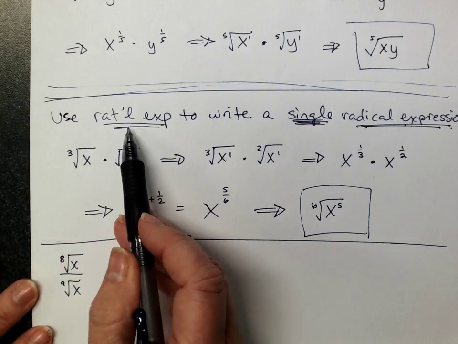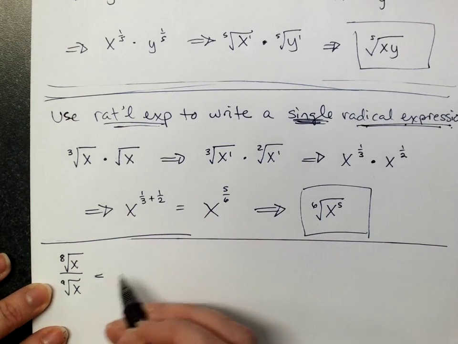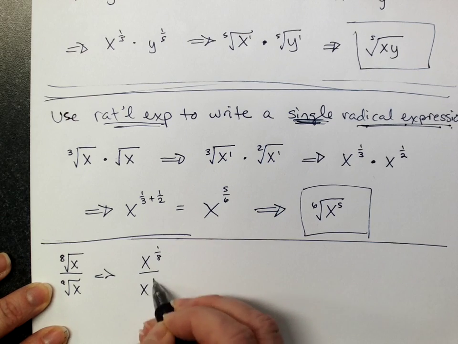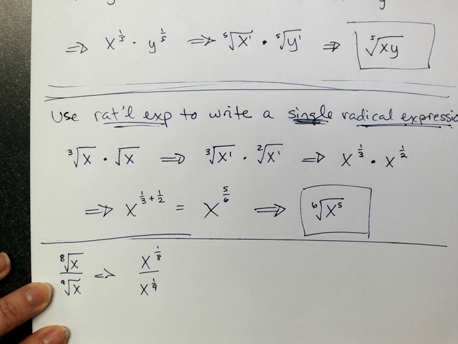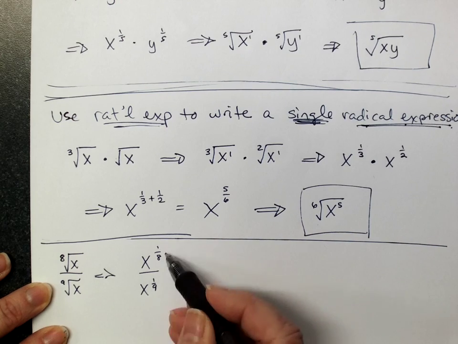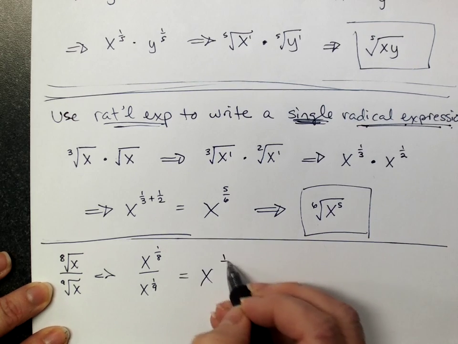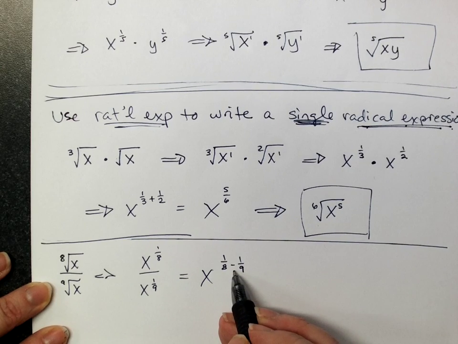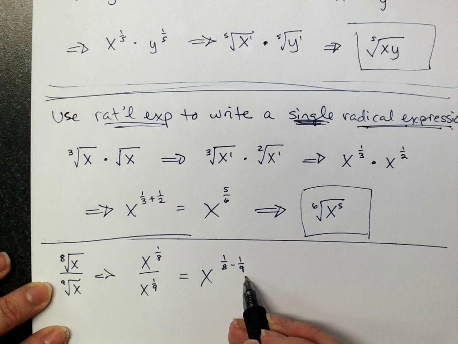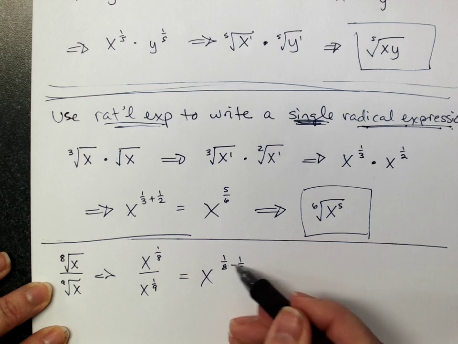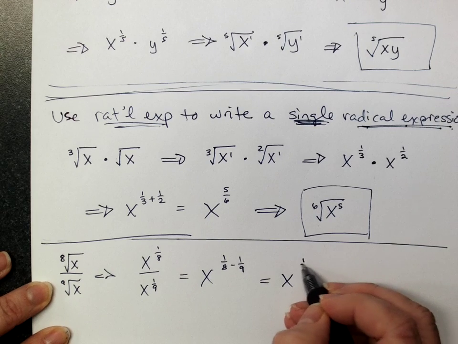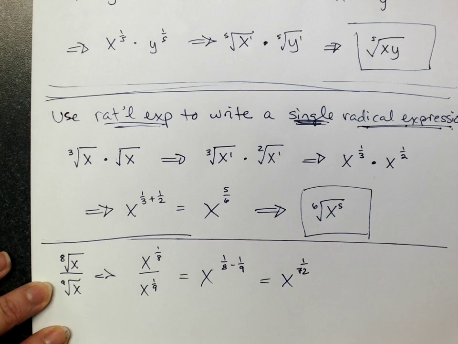But we're given a clue in the directions. Rewrite it with rational exponents: x to the 1/8 over x to the 1/9. Now we have like bases, and we can use our exponent rules: x to the 1/8 minus 1/9. Of course, it's adding or subtracting, so we need common denominators. 72 would be the common denominator. So it would be 9/72 minus 8/72. So that's x to the 1/72.